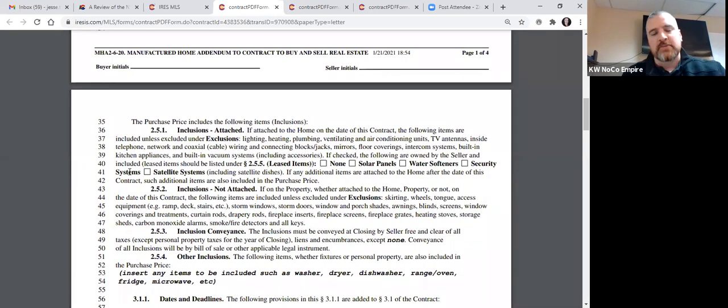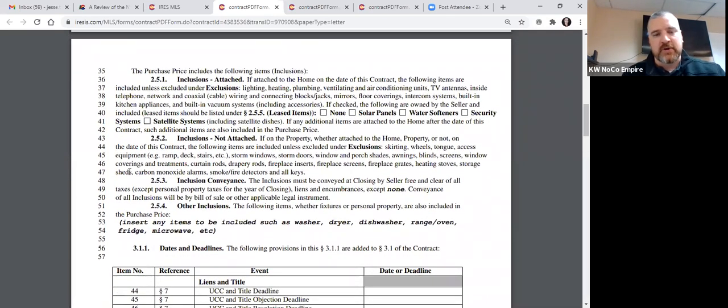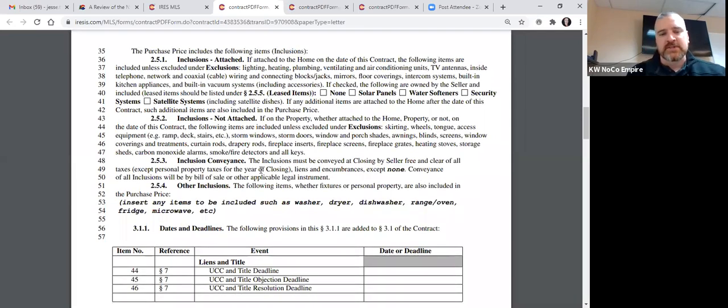So this is all similar to the manufactured home contract to buy and sell. Similar with the inclusions that are not attached. Again, we went over the fact that skirting, wheels, tongue, and access equipment, such as the ramp, deck, and stairs, are specific to the manufactured home contract. So we need to add those into the other inclusions that are not attached, that are standard in just the residential contract. Okay. Inclusion conveyance, again, they're going to be transferred free and clear of any liens and encumbrances.